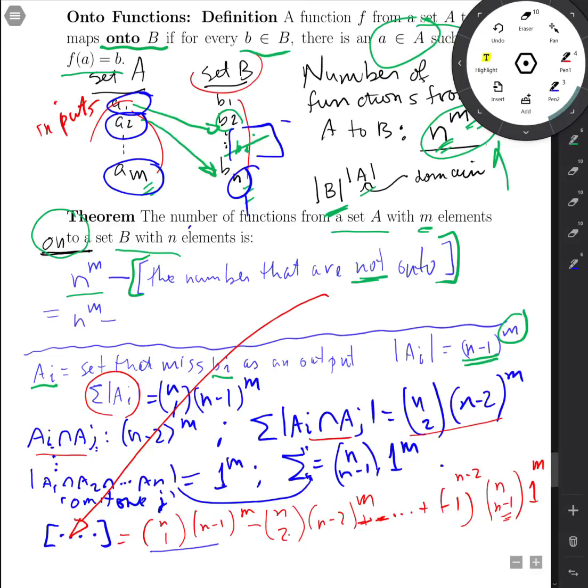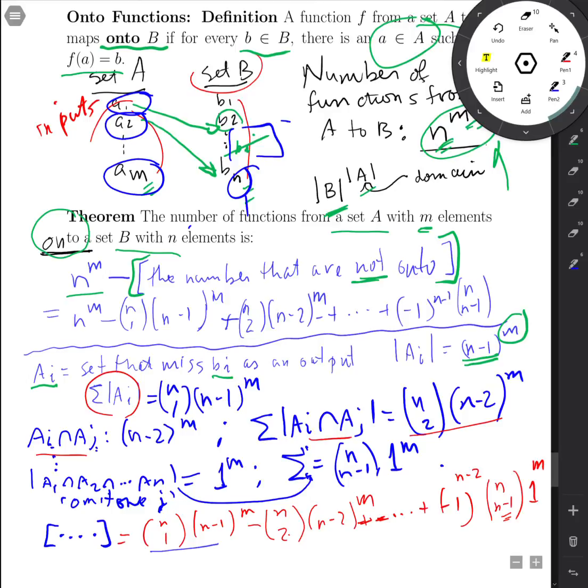minus this first term, n choose 1, n minus 1 to the m, plus, because of the subtraction above, plus n choose 2, n minus 2 to the m. So the m power is staying constant in here, and then it will be minus, plus, all the way to the n, and it's minus 1 now to the n minus 1 power, n choose n minus 1, which is just n, I know, and then 1 to the m. So I'll write it in its full glory there. That's our theorem right there.